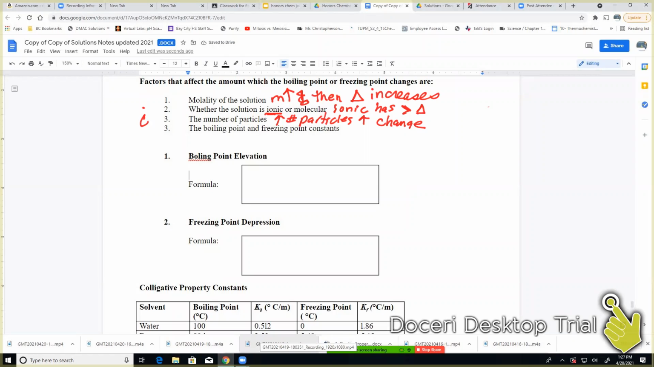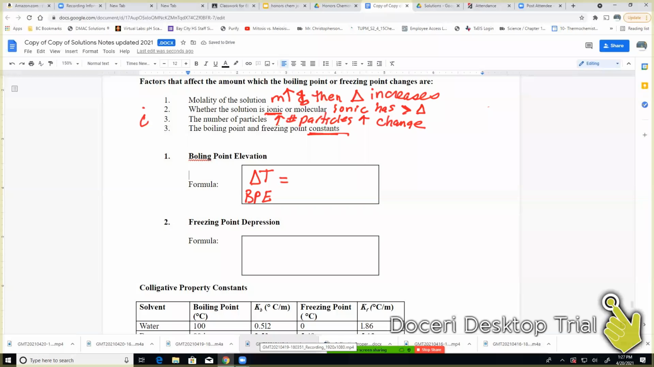And the boiling point or freezing point constants, which are numbers that are given to you, or that maybe you look up in a table, the larger those are, the more that I'm going to see boiling point elevation or freezing point depression. All right, so let's look at our first one, delta T. That's change in temperature. And this is when I'm looking at boiling point elevation.